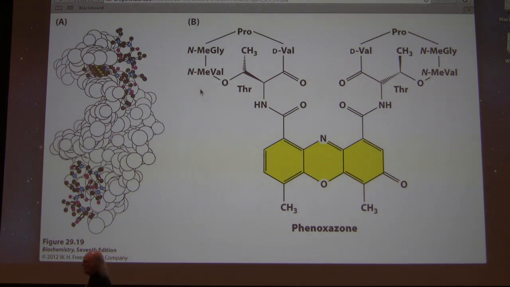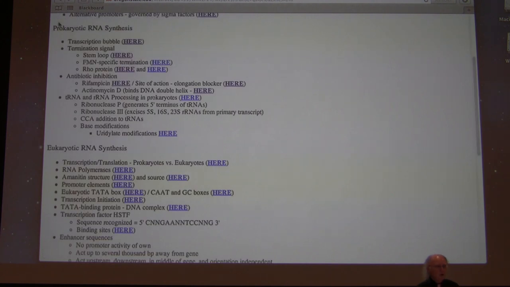So the rifampicin binds to the complex of RNA, DNA, all right, and the RNA polymerase. So that whole open complex that we have with the bubble and everything, that's where it's binding in that region. Yes? Does actinomycin affect DNA replication? I believe it also affects DNA replication as well. Yes? Okay.